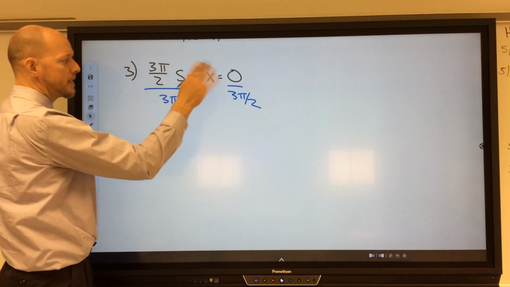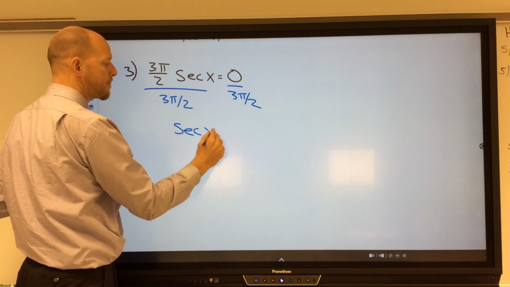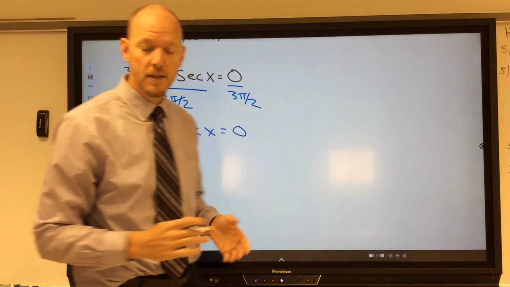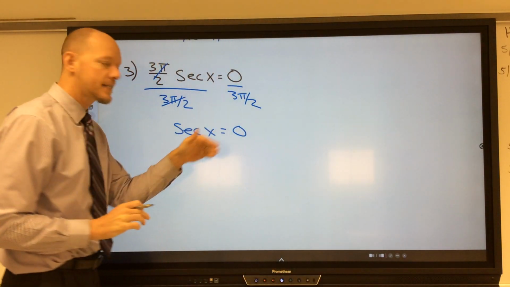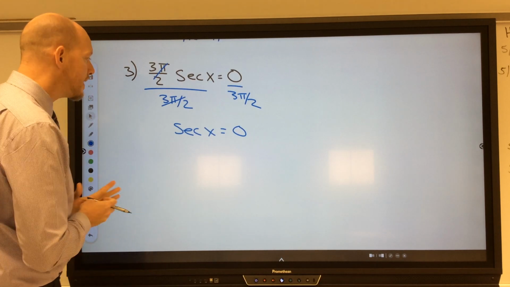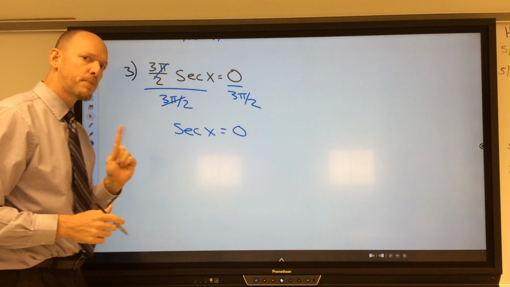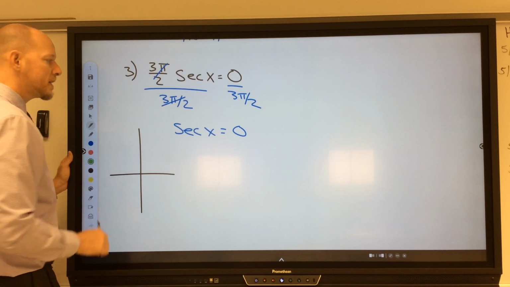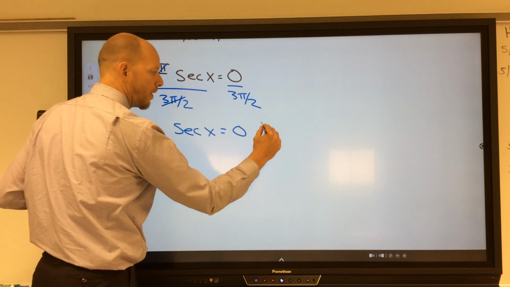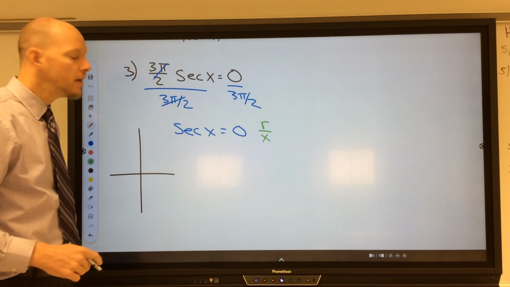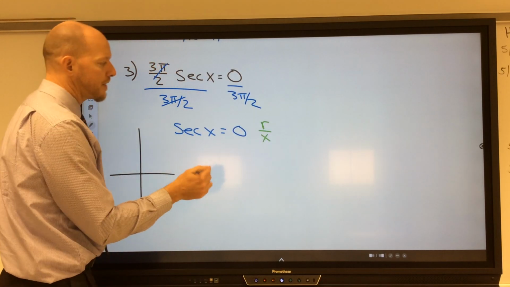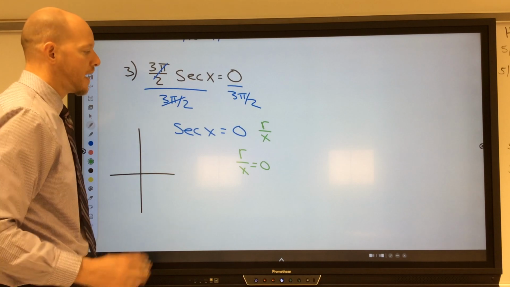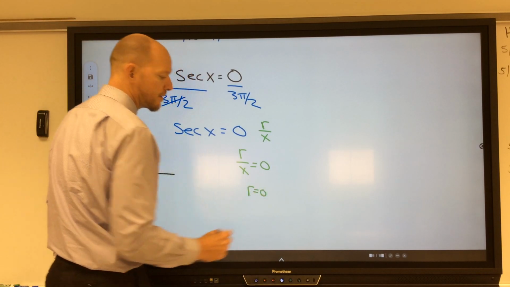Well, that's nice because on the left side, the 3 pi over 2 is reduced, and on the right side, 0 divided by anything is 0. So I just have a basic statement: secant x equals 0. Now from here, what we end up getting is something pretty unique, and let's talk about it briefly. We see that secant is actually r over x. So if secant is r over x, when would the fraction r over x be equal to 0? That's only true if r is equal to 0.